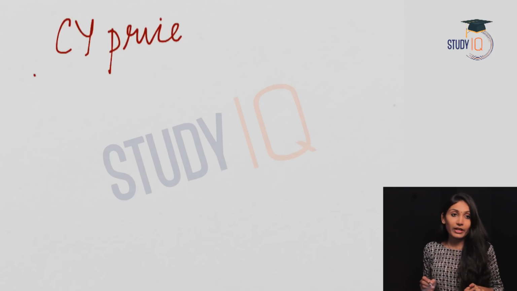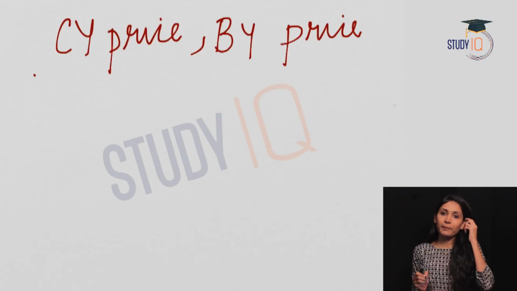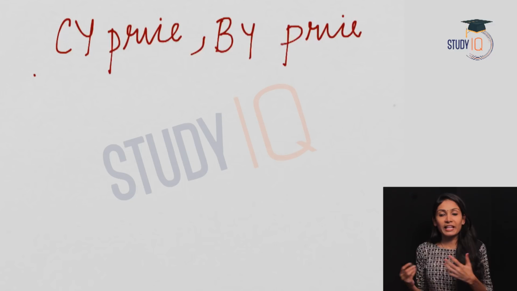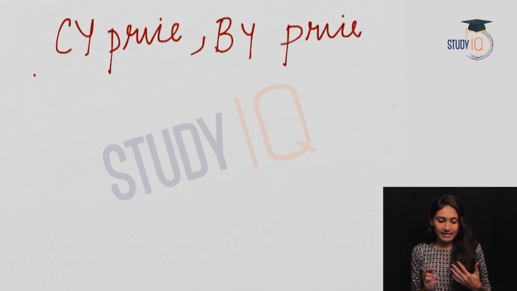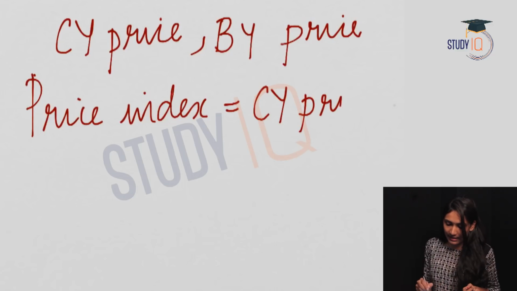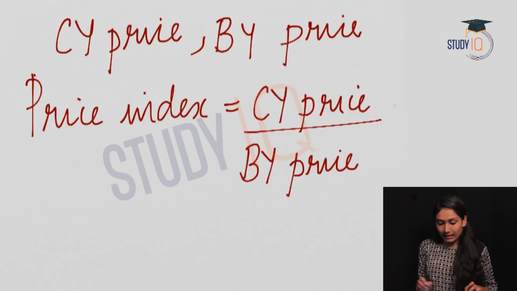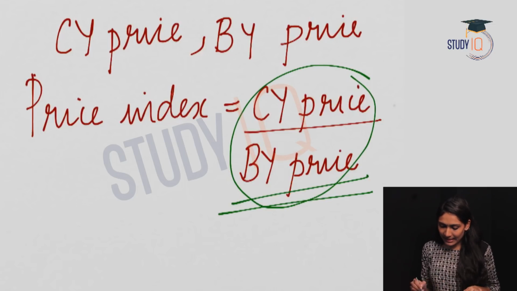We know the current year price. We also know the base year price. If we know the current year price and the base year price, it is very easy to create an index. Let us see how. Price index equals current year price divided by base year price. So current year price divided by base year price gives you the price index.